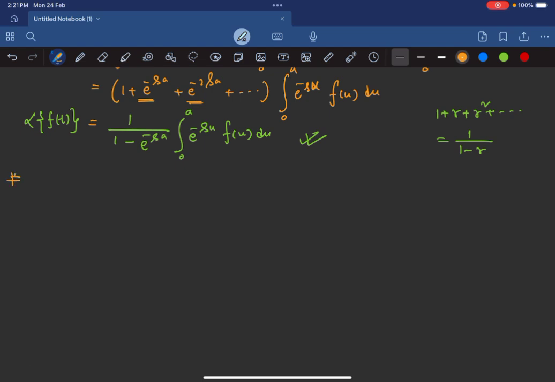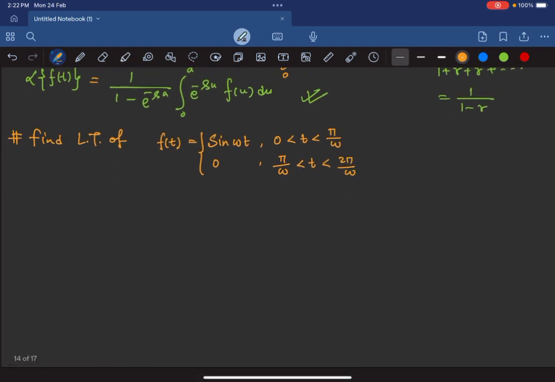Now we can take one question here based on a periodic function. Find the Laplace transform of f of t equals sine omega t with 0 less than t less than pi by omega, and 0 when pi by omega is less than t less than 2 pi by omega.